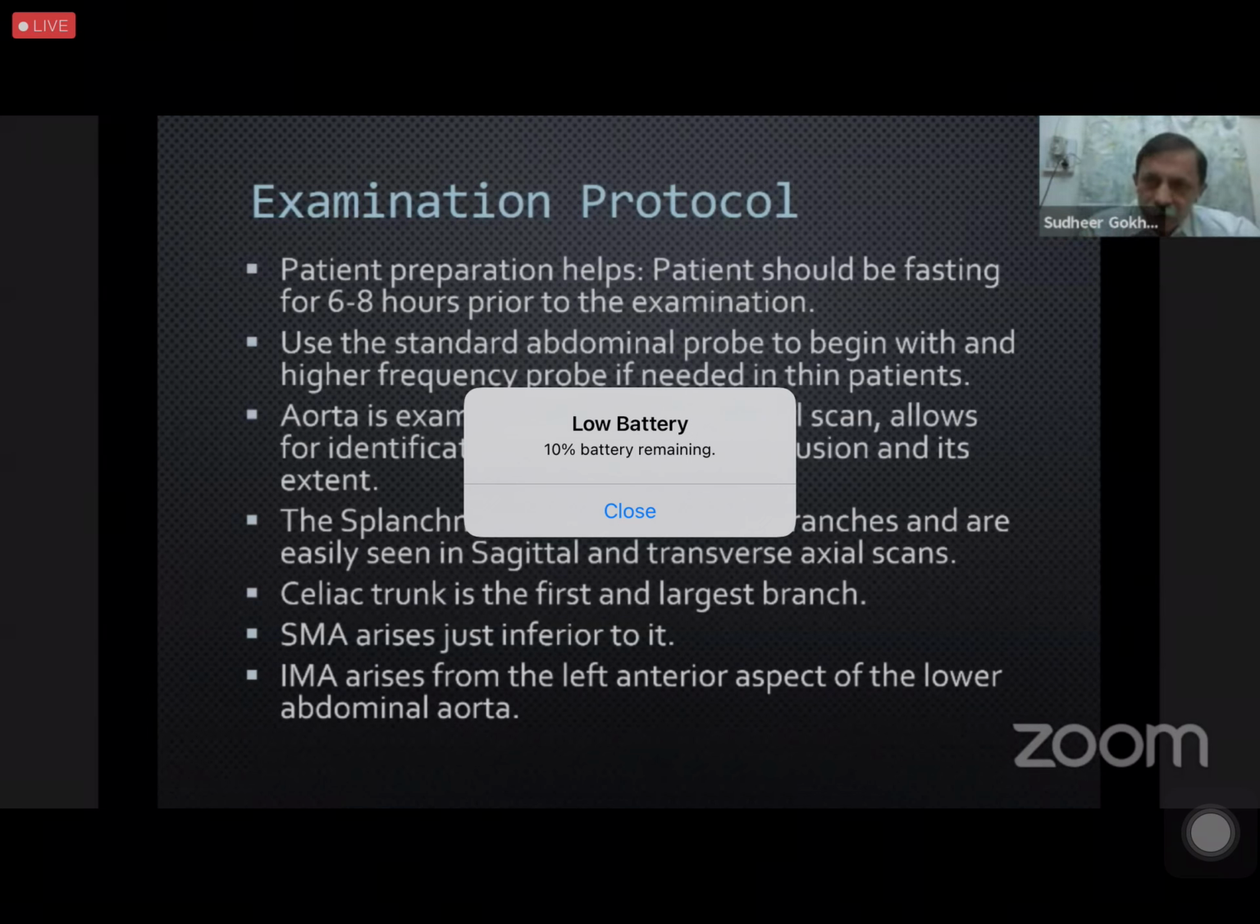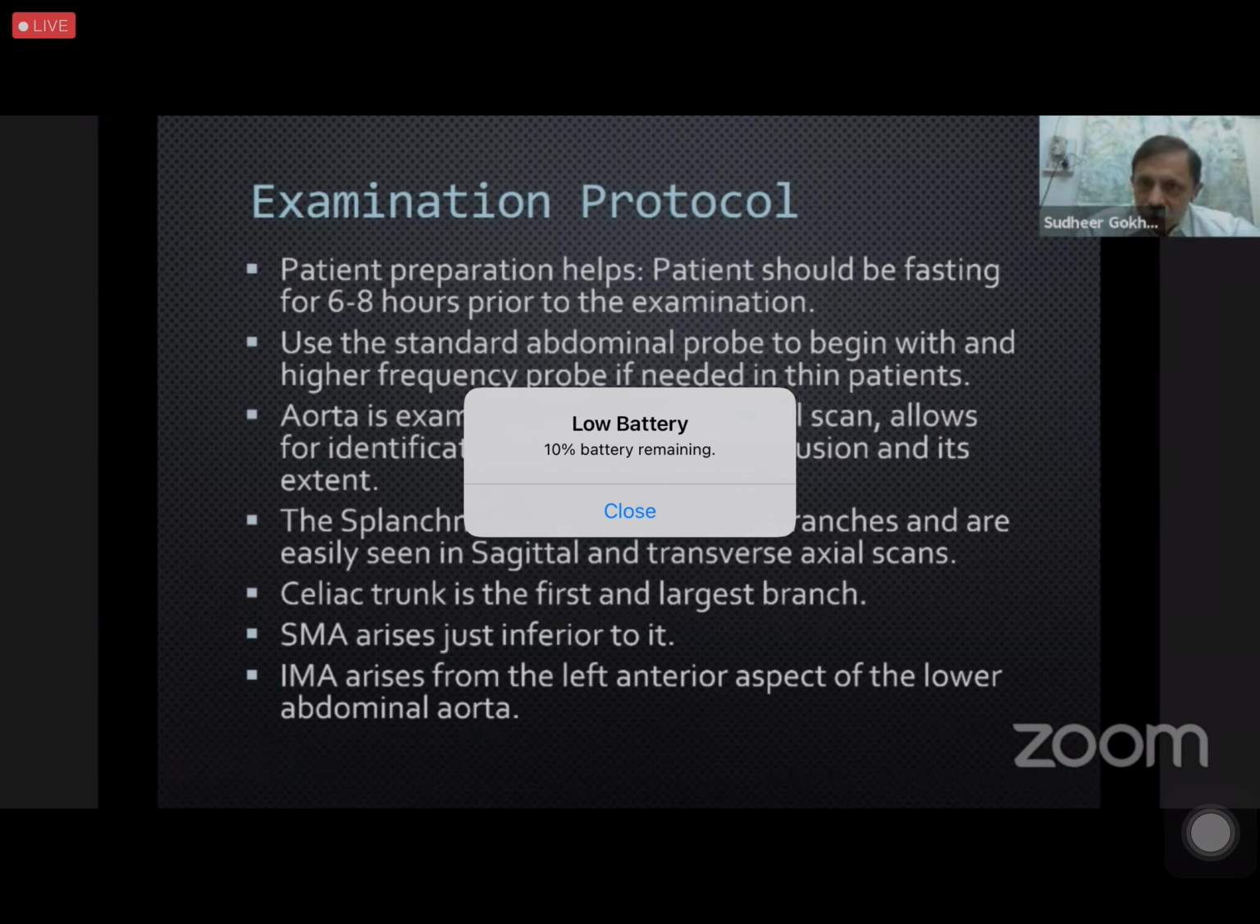planning to do a mesenteric vascular examination to tell the patient not to drink lots of water, because patients nowadays are primed to come for an ultrasound examination having drunk lots of water. It's not the water that gives us trouble, but it is the air that the patient swallows with water, which creates a lot of artifacts when you are doing a Doppler study. So it is better to tell the patient to come totally fasting. Don't drink lots of water before you come for the examination.